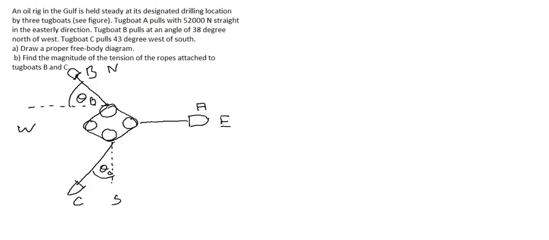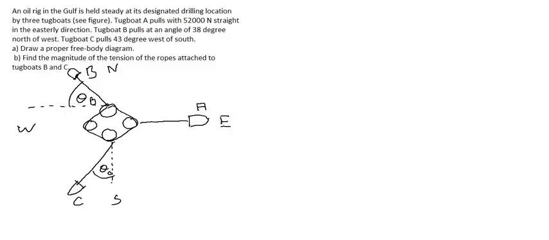An oil rig in the Gulf is held steady at its designated drilling location by 3 tugboats. Tugboat A pulls with 52,000 Newton straight in the easterly direction. Tugboat B pulls at an angle of 38 degrees, north of west. Tugboat C pulls 43 degrees west of south.